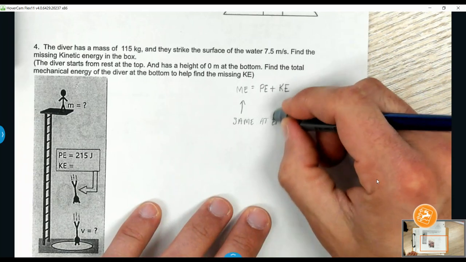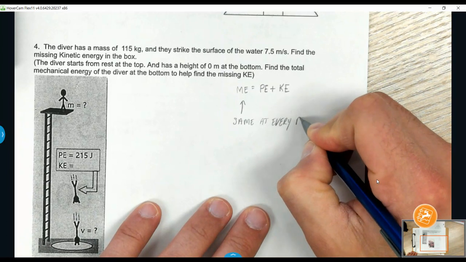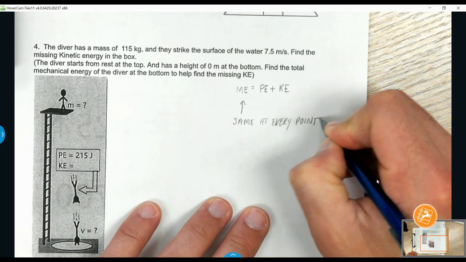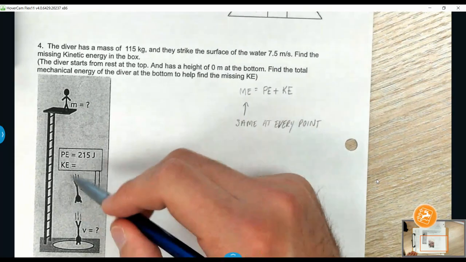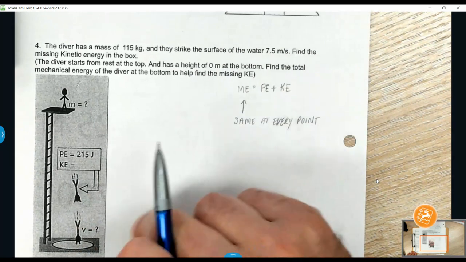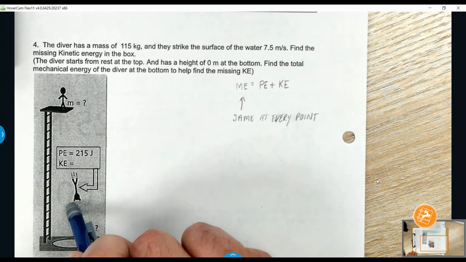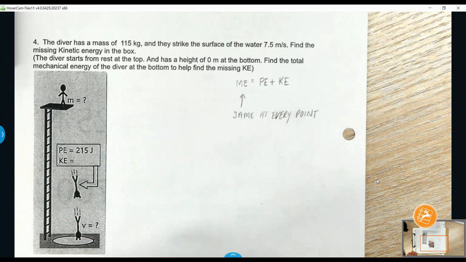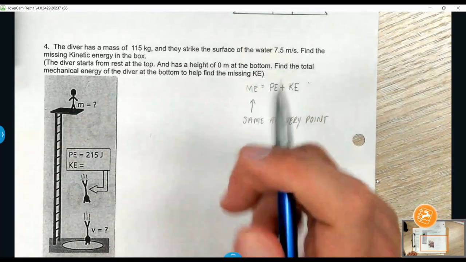at every point. So it means no matter what, if we figured it out, let's say it was 1,000, at the bottom it has to be 1,000, in the middle it has to be 1,000, at the top it has to be 1,000. Potential and kinetic will change vice versa.